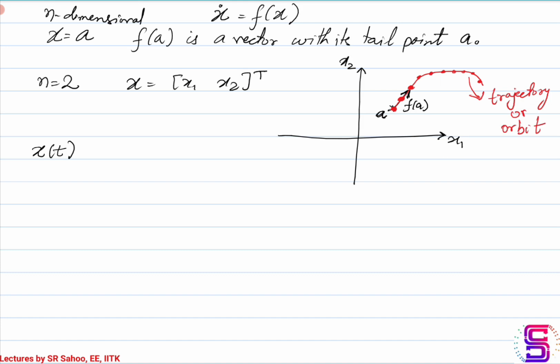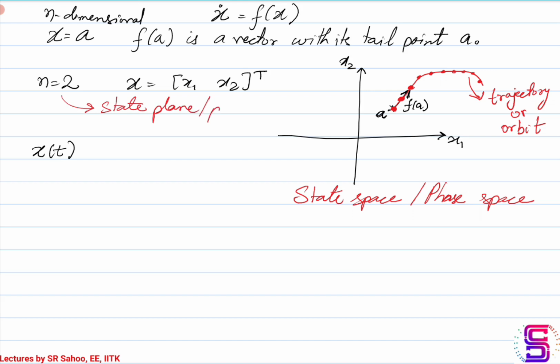The axis system that we set up is known as the state space. In case of a two-dimensional system, we can call it a state plane as well. It is also known as phase space or phase plane. The axis system that you set up is known as the state space or phase space. For a two-dimensional system, you can call it a state plane or a phase plane.